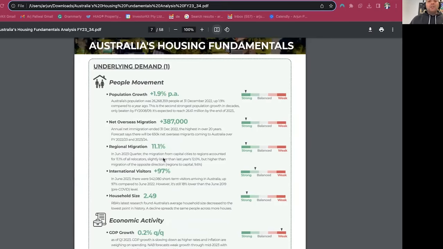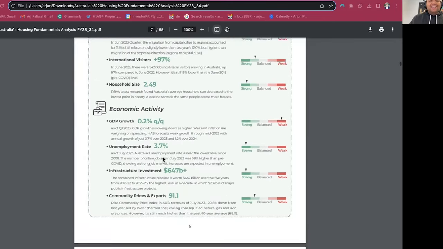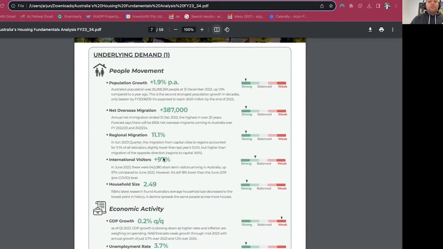So the first one, a lot of sea of green here, and we're talking people movement and economic activity. So in people movement, population growth is having a tear. A really strong run in Australia. This is the strongest or second strongest population growth in decades. The last time that this was beaten was 2008 and 9 during the GFC, and the rate of growth being seen now is massive. So we expect that to be pretty heavy as well.